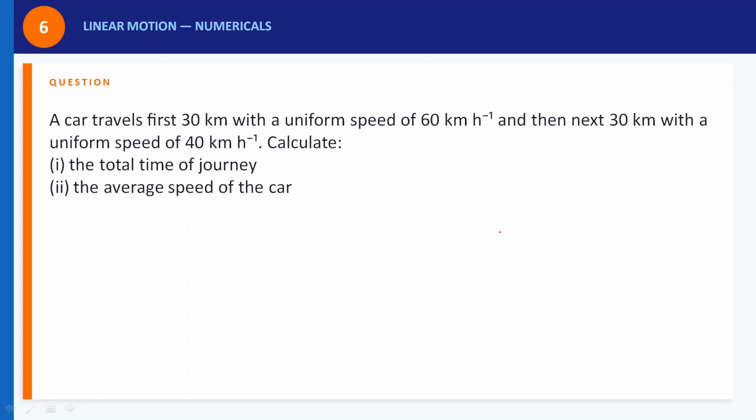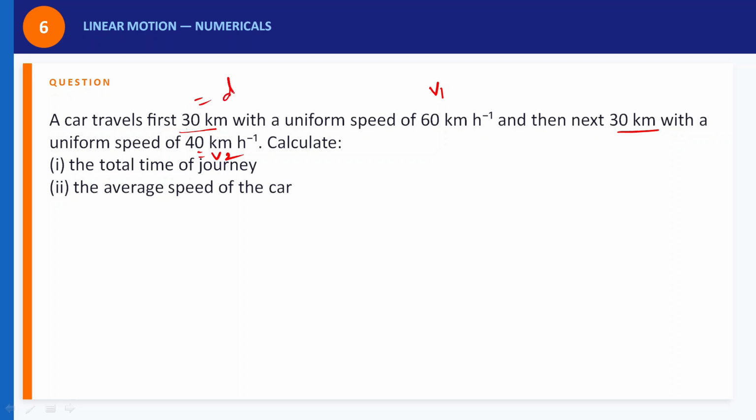A car travels first 30 kilometer with a uniform speed of 60 kilometer per hour, and then next 30 kilometer with uniform speed of 40 kilometer per hour. Calculate the total time of journey and the average speed of the car. According to this question, distances are equal. Here 30 kilometers, the next one is 30 kilometer. So let us take this as V1 and this as V2.